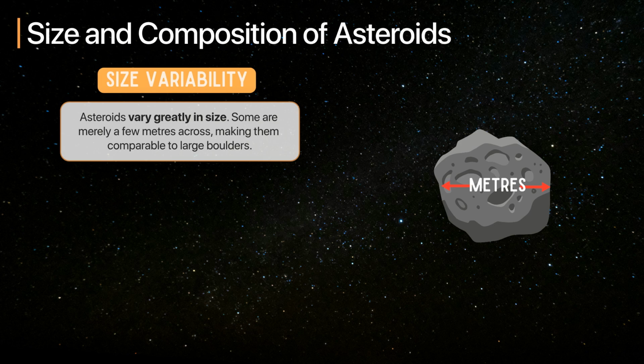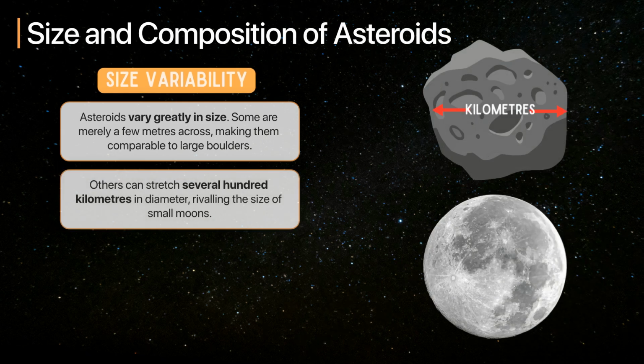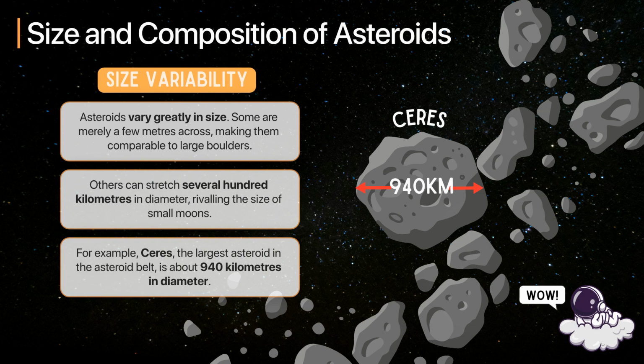This irregularity arises because they lack the significant gravity required to mold them into spheres. Asteroids vary greatly in size. Some are merely a few meters across, making them comparable to large boulders. Others can stretch several hundred kilometers in diameter, rivaling the size of small moons. For example, Ceres, the largest asteroid in the asteroid belt, is about 940 kilometers in diameter.